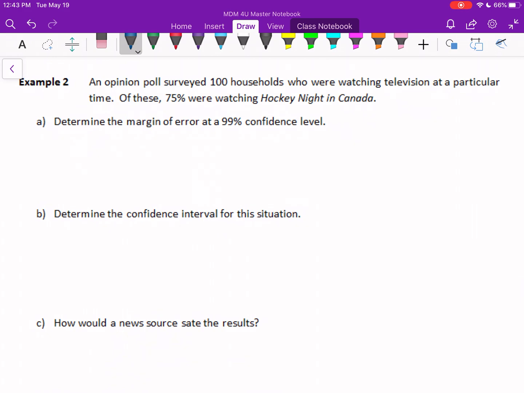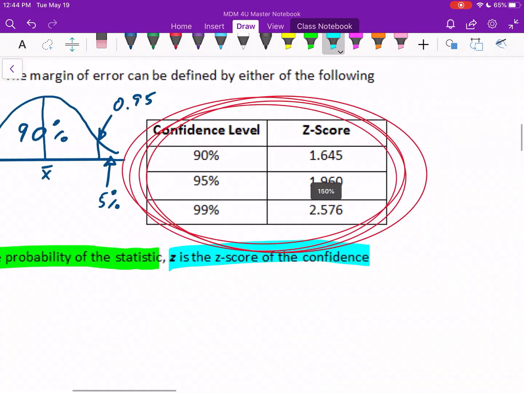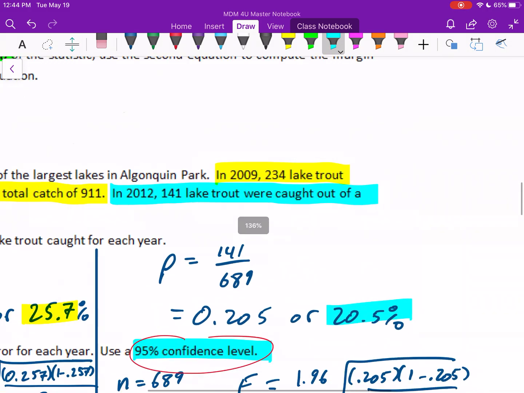An opinion poll surveyed 100 households who were watching television at a particular time. Of these, 75% were watching Hockey Night in Canada. Determine the margin of error at a 99% confidence interval. All right, so we're going to have to go back to the table again. 99% confidence level was associated with a Z-score of 2.576.